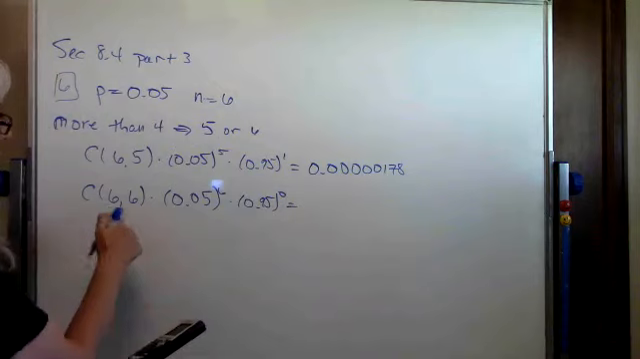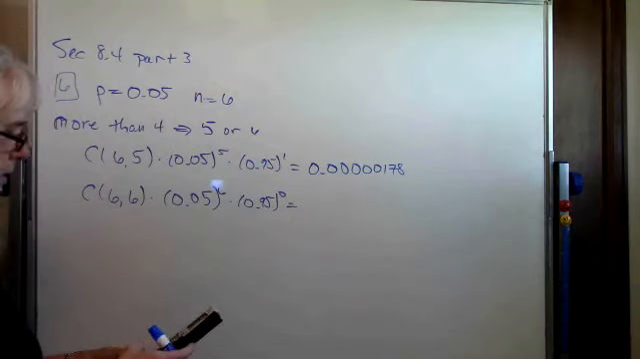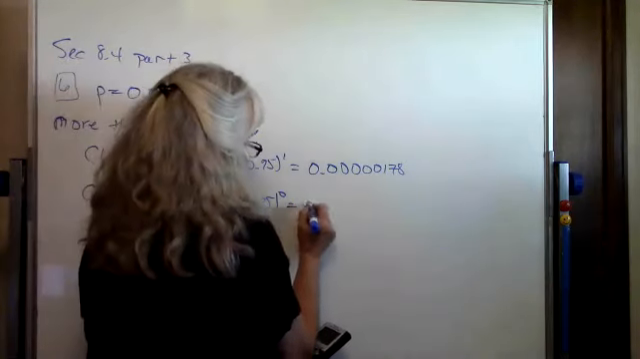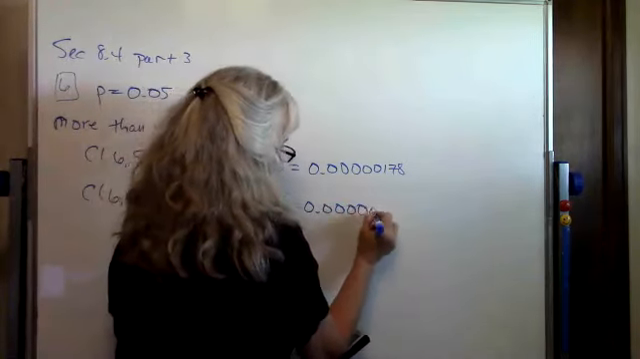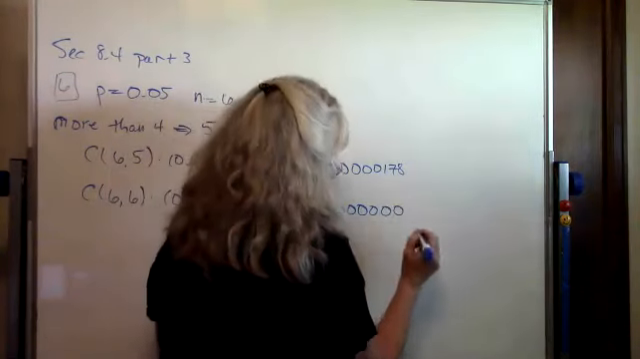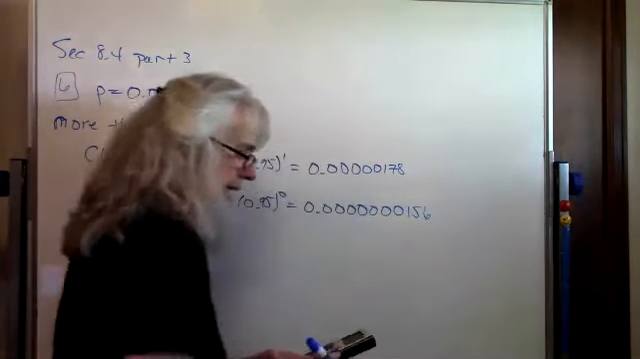Now the other one. 6 choose 6 is 1, so that one's a lot easier to do. So 1 times 0.05 to the 6th power comes out to be 0.000000015625. I count 1, 2, 3, 4, 5, 6, 7 zeros, and then 1, 5, 6. So pretty tiny numbers.